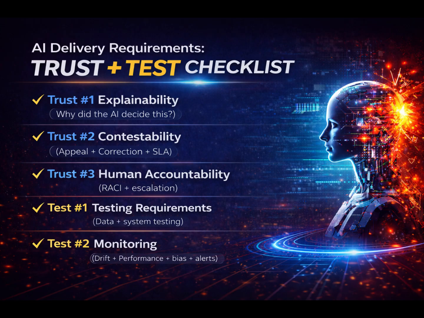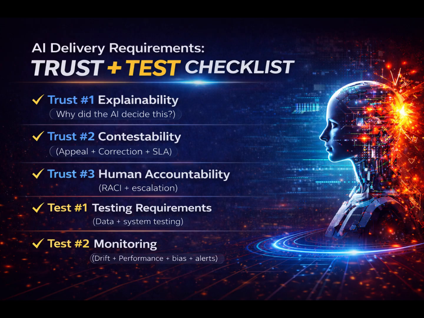Test number 2 is about monitoring. Because AI performance is not a one-time score, it is a moving target. Your monitoring requirements should include drift monitoring. Under drift monitoring, you have data drift and model drift. Data drift means inputs change, new trends, new user behavior. Model drift means outputs degrade over time. Performance monitoring: we talk about model metrics, which is precision, recall, error rates. And then we talk about business KPIs, which is about cost, time saved, revenue, churn, CSAT.